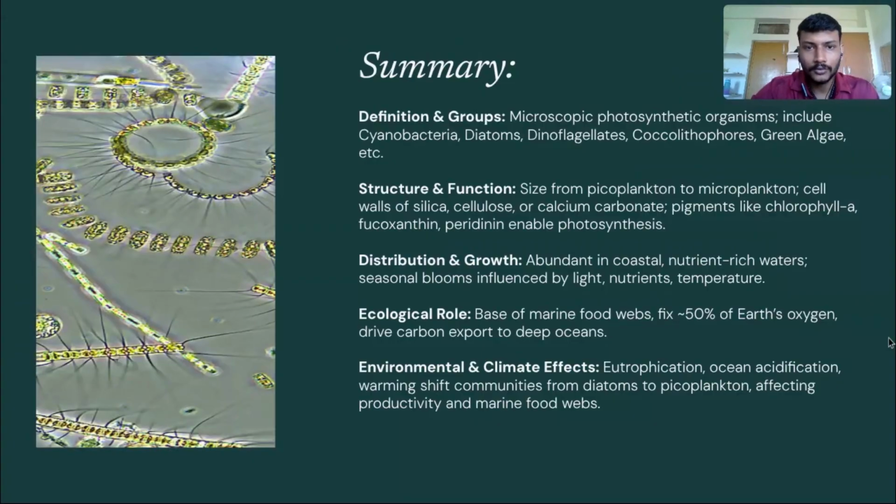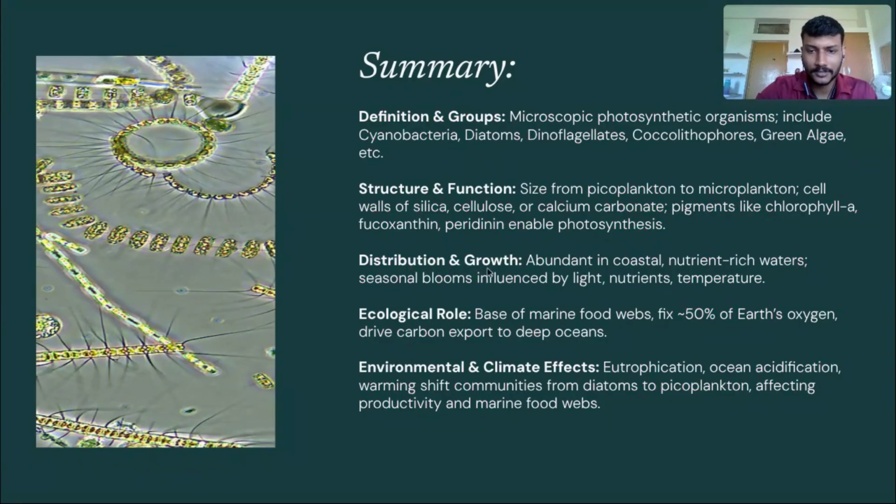So, to conclude, we will see the summary of what we have learned. We have learned what the marine microbial community is and what phytoplanktons are in general, what organisms they are comprised of. Next, we have read about the structure and functions of different types of phytoplanktons, ranging from their size, their cell wall composition, their pigment composition, and their light harvesting system.